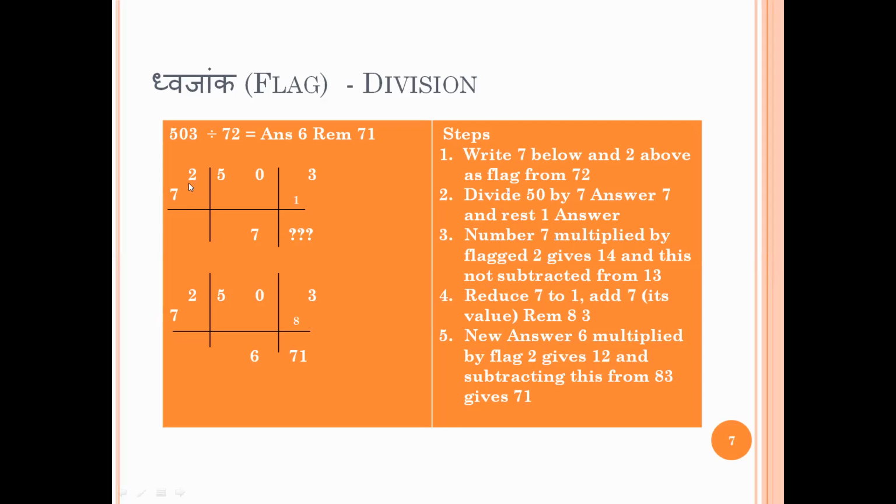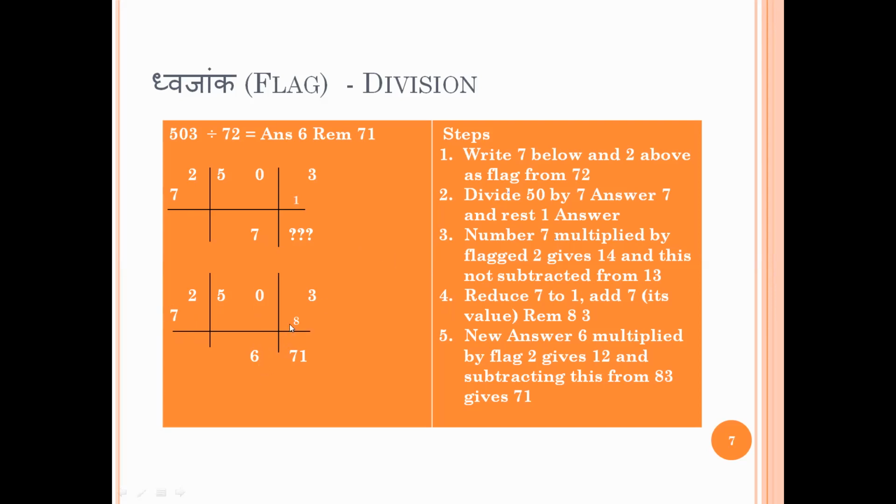But 7 twos is 14. I cannot subtract 14 from 13. It's not possible. So what I need to do is reduce the answer 7 by 1, so make it 6. When I make it 6, that 1 remaining is nothing but a 7. So for 50 divided by 7, to get the answer 6, we get the remainder 8.